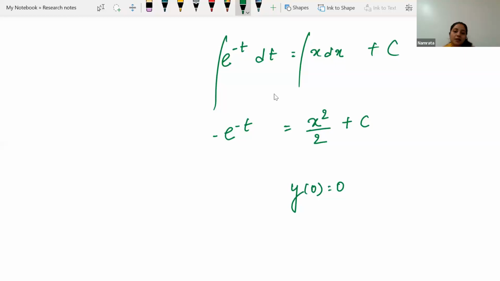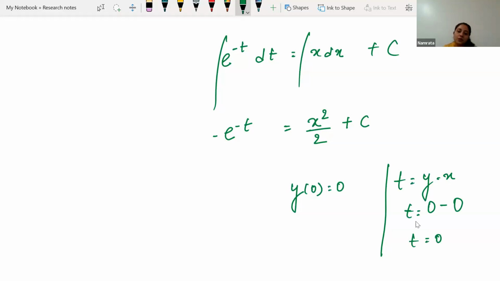That means when x equals 0, then y equals 0. But here we have t. No worries, we have taken the substitution t as y minus x. So when x is 0, then y is 0. That means t is also 0. Okay, so when x is 0, then t is also 0. I am going to write it as: when x is equal to 0, then t is equal to 0.